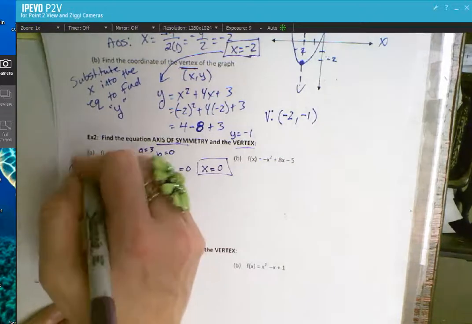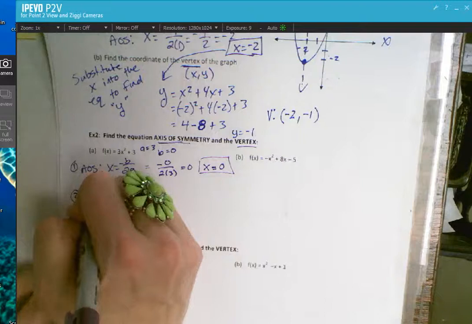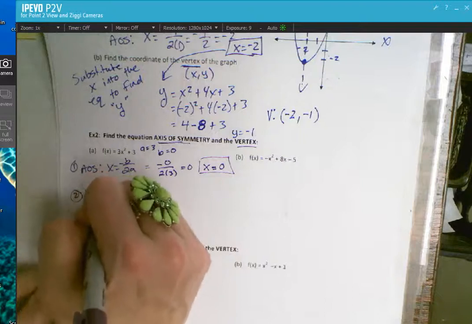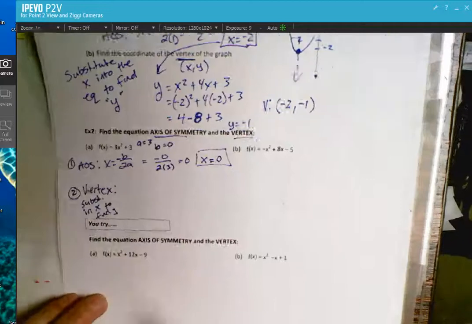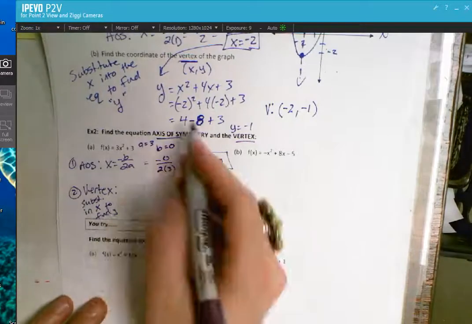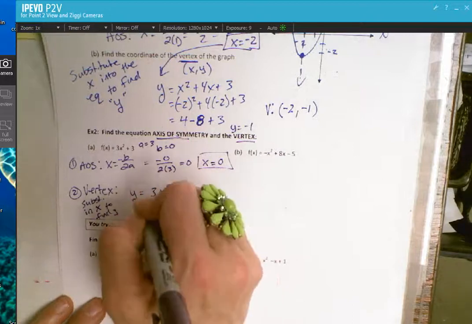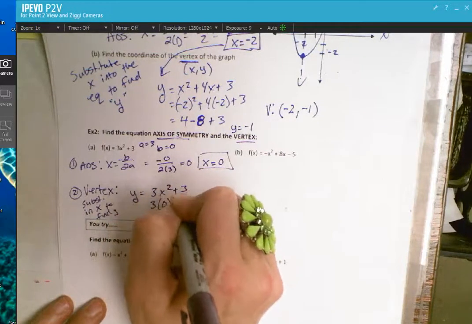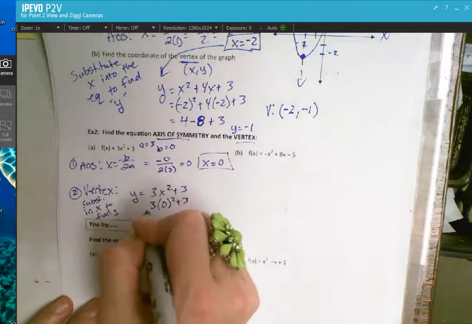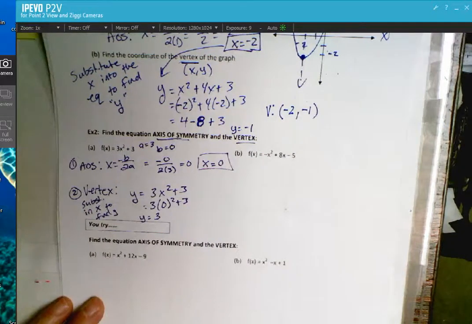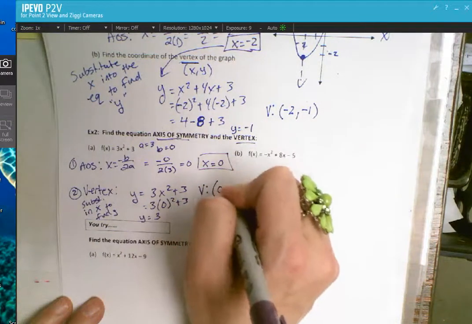And then it says to find the vertex. I substitute in x to find y. Since I know what x is, I'm going to substitute it into the equation. So y is going to equal 3x squared plus 3. 3 times 0 squared plus 3. 0 times 0 is 0 times 3 is 0. So y is equal to 3. I'm not done until I have a point. My vertex is the point 0, 3.